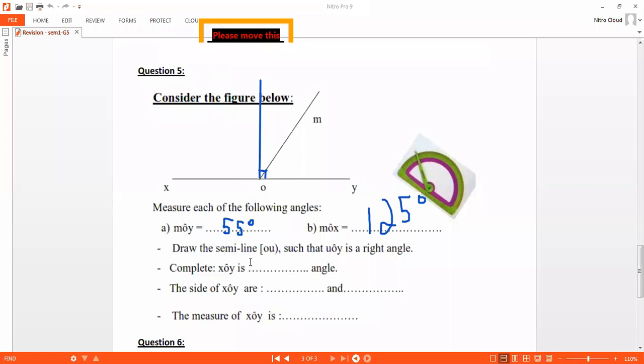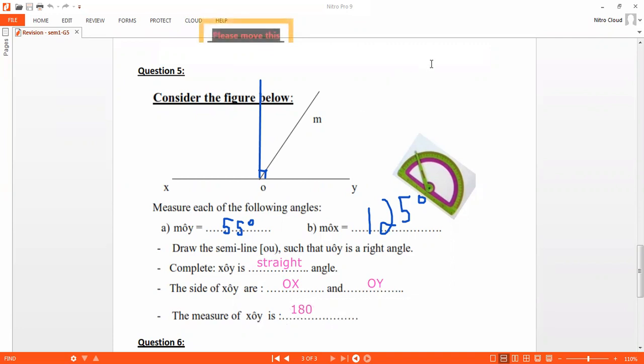Now complete: XOY is what? XOY is a straight angle. You know this because they form a straight line. So it's a straight angle. What are the sides of XOY? They are OX and OY. And what's the measure of XOY? It's 180 because it's a straight angle.